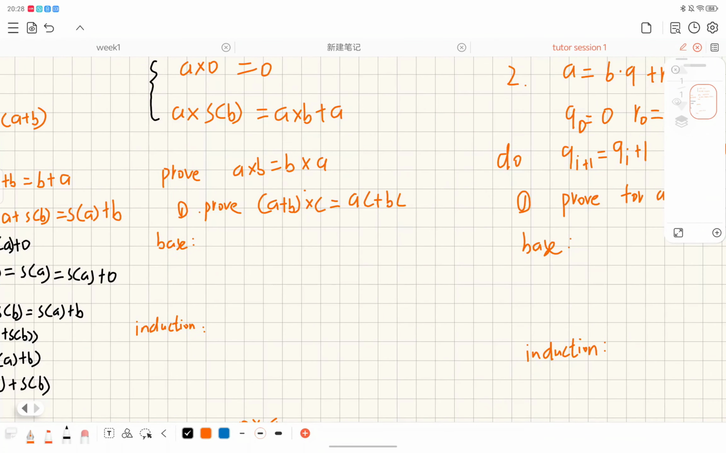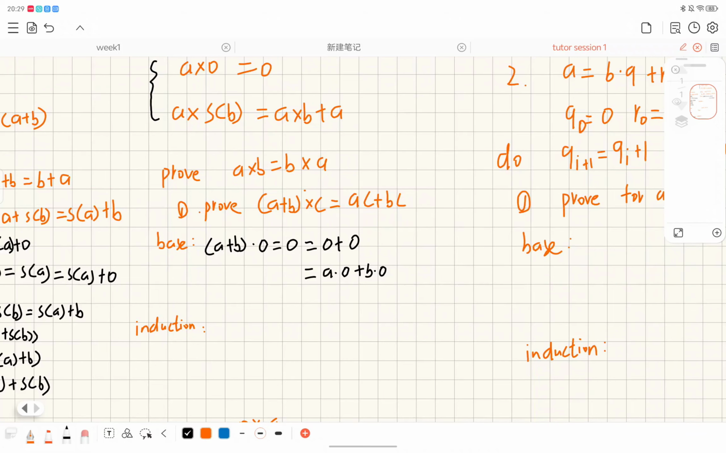Before this one, again, I want two additional lemmas first. The first lemma is (A plus B) times C equals AC plus BC. For the base case, we can set C equal to 0. So our base case is (A plus B) times 0 equals what? According to the definition, this equals 0, and 0 equals 0 plus 0. And use it again, we can get A times 0 plus B times 0, sorry. Okay, so this is our base case. We can prove this one easily.